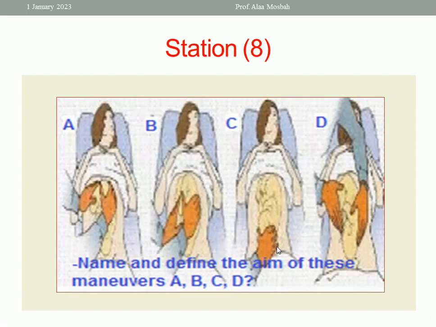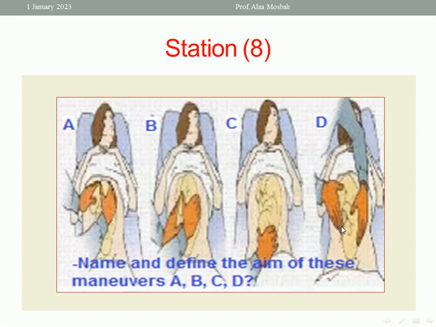Another aim is also to palpate how many fifths of the head are felt in the abdomen, because the head may be engaged if only two-fifths or less of the head is felt abdominally. So we consider it engaged if two-fifths or less of the head is felt abdominally. If three-fifths or four-fifths or five-fifths are felt abdominally, the head is not engaged. Okay? So it will help us also in this situation.